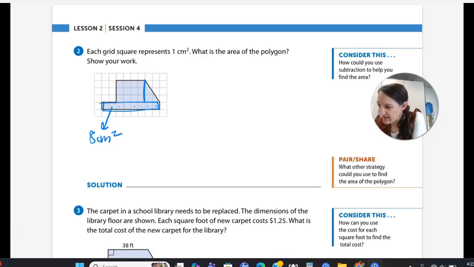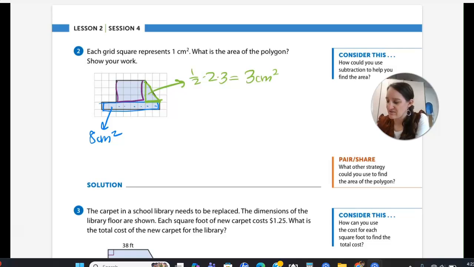And then I'm going to cut that up. I'm going to change my shape, my color, I mean. I'm going to do a triangle right here. So that triangle is 1/2 times 2 for my base times 3 for my height, which would be 3 centimeters squared. And then change color again. I got a rectangle. 1, 2, 3, 4 times 1, 2, 3, which is 12.